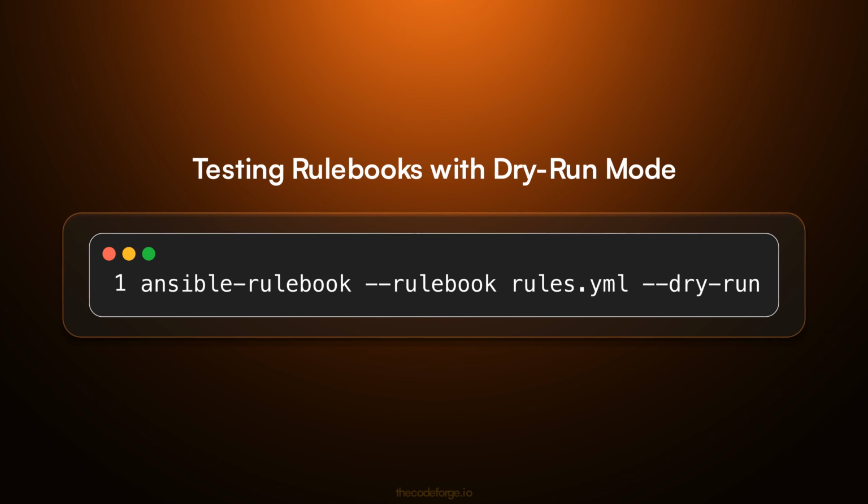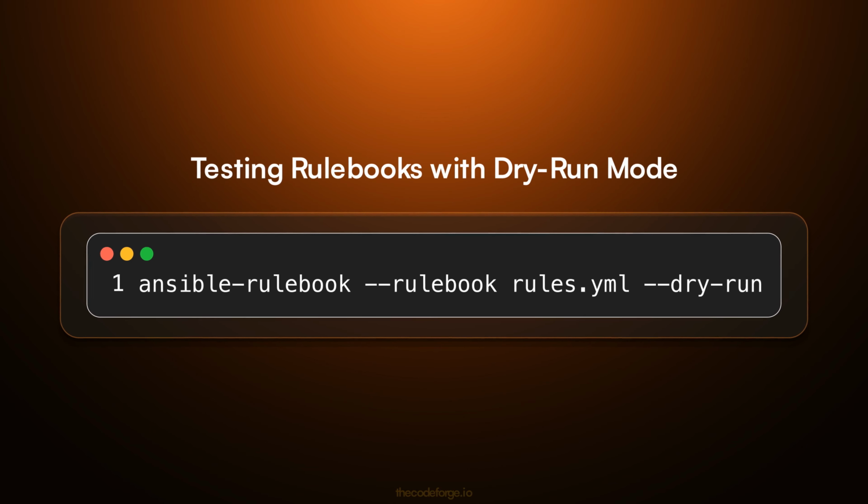The article mentions dry run mode, but doesn't show how to enable it. Use the dry run flag with ansible-rulebook to log actions without executing them. This is critical for validating rule logic before going live.